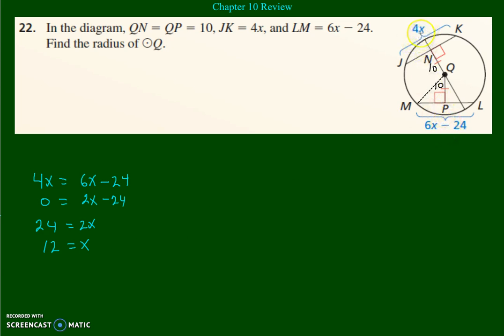So it's easier to substitute it in here. So 4 times 12 gives us 48. Now we know the length of ML and the length of JK is 48. Now, we know that MP is half of that length. So 48 divided by 2 is 24. And that's going to equal the length of MP. So let's go ahead and write that in. So this is 24. Now, we can find this value.